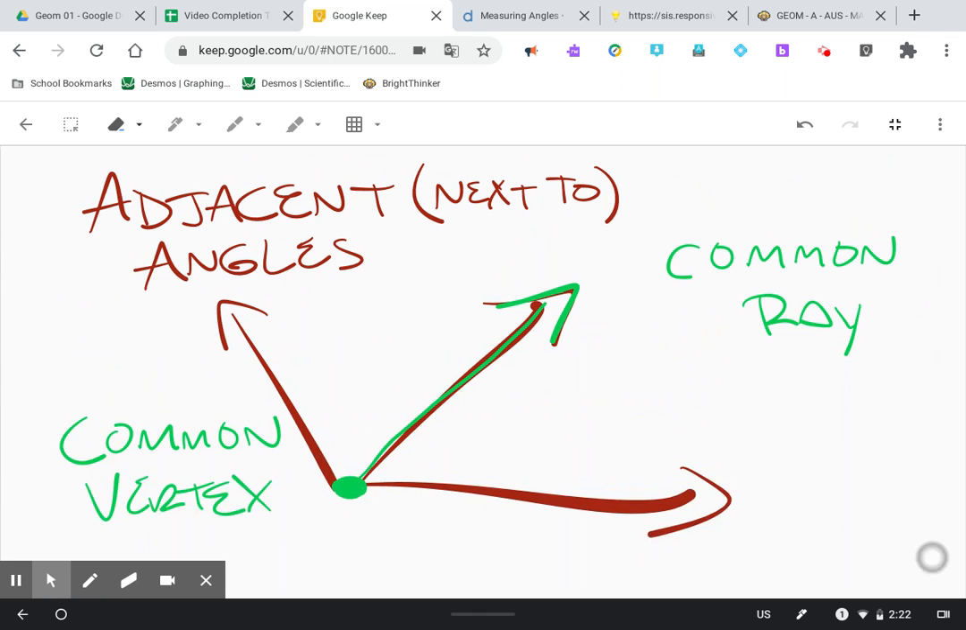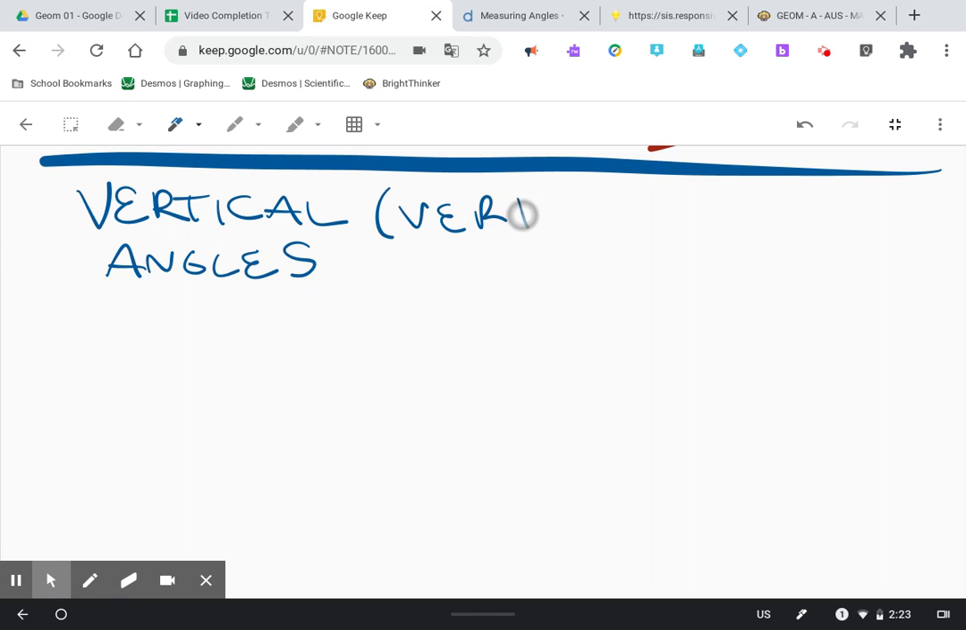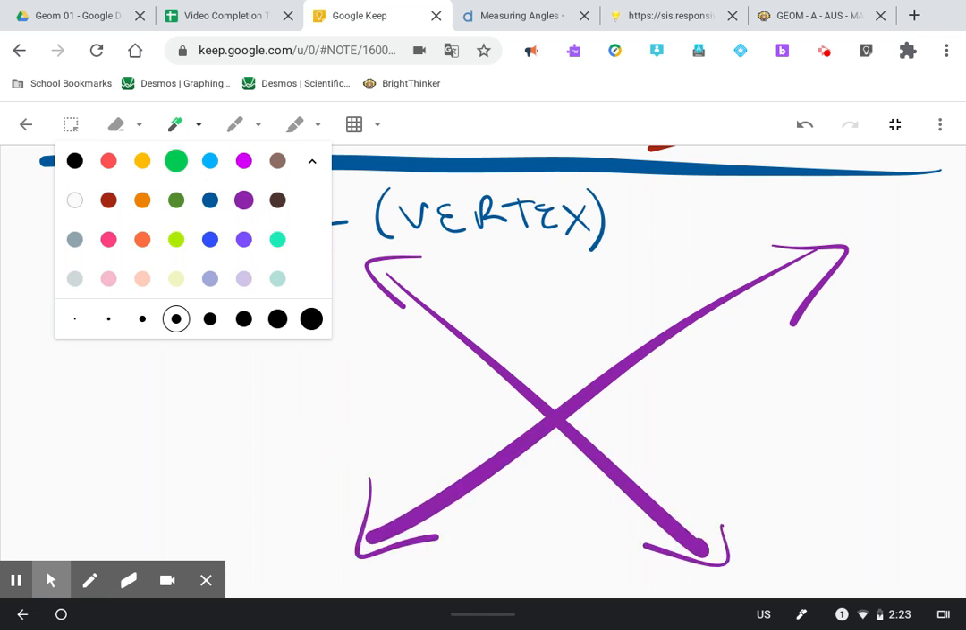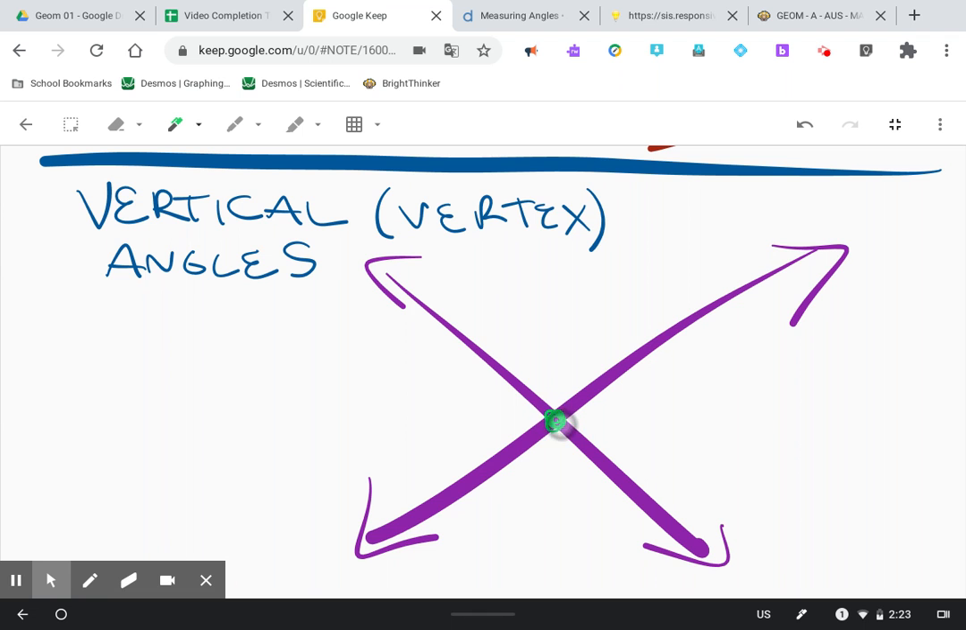Let's go on to our next one. All right, so that's adjacent. The next type we want to cover is called vertical angles. And vertical comes from the word vertex, because vertical angles look like this. When we have two lines coming together, intersecting, they form a vertex. We talked about what a vertex is before.